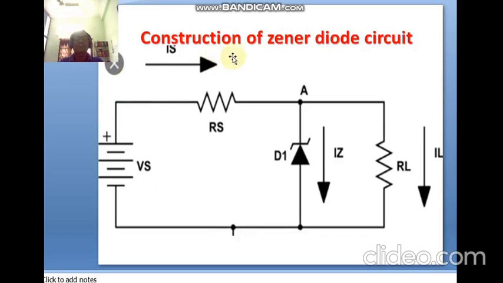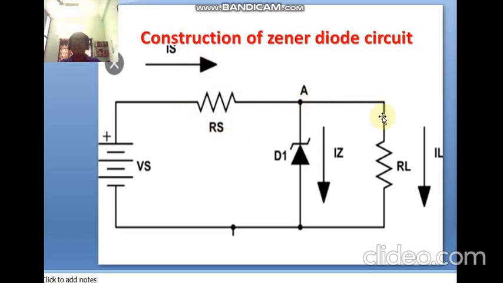Now come to the construction of the Zener diode circuit. This is the Zener diode construction circuit. This is the diode. The negative terminal or cathode, the N-type semiconductor material, is connected to the positive terminal of the battery source through a series resistance.